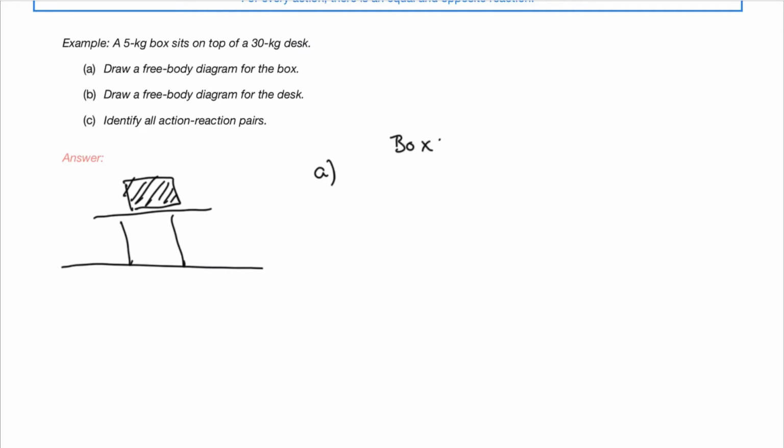Let's look at the box. I first draw the force of gravity acting on it. Because the mass is 5 kilograms, the force of gravity is 49 newtons. It's not moving, and so there is also a normal force, and that normal force is 49 newtons as well.